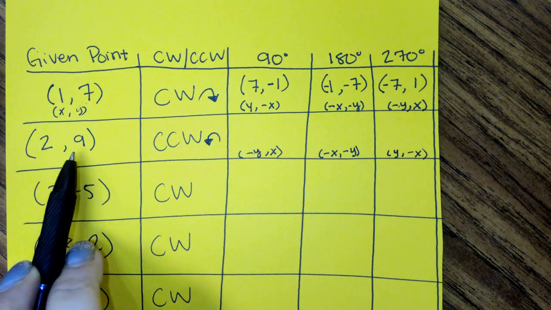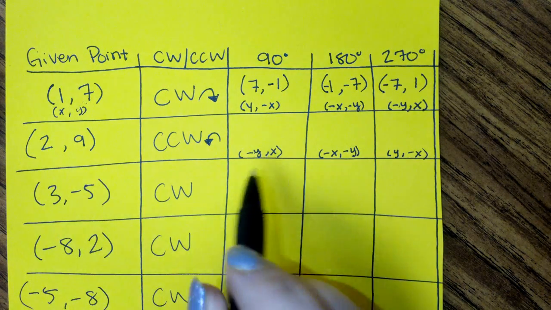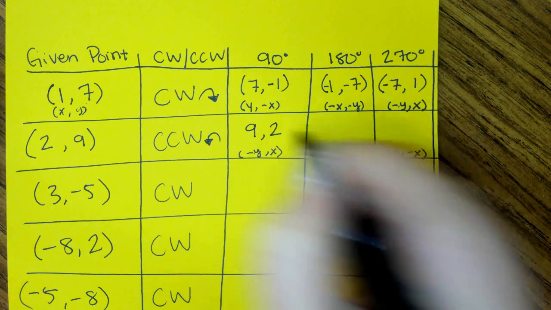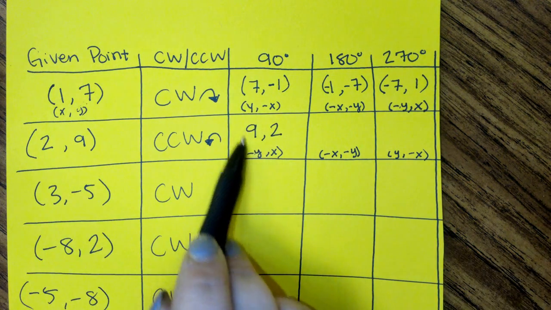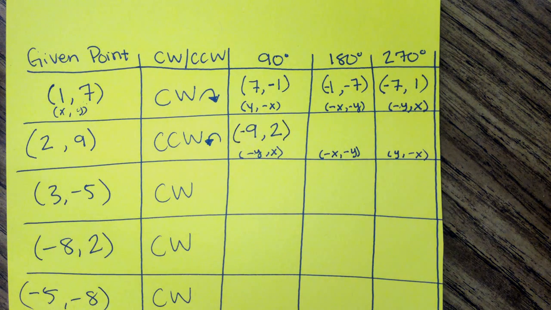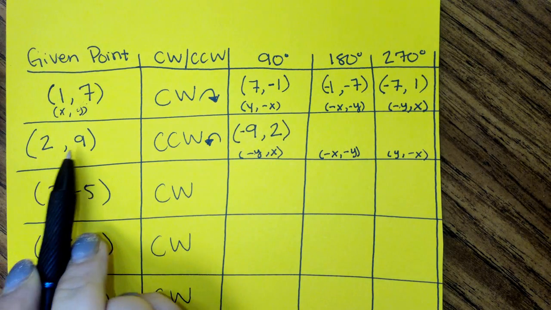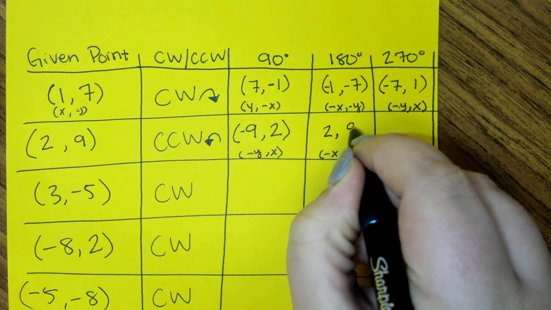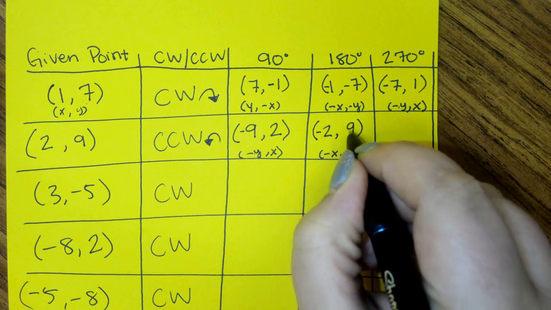Here I've got (2, 9). For a 90-degree rotation, I need to switch the order of the coordinates. So instead of 2, 9, we have 9, 2. And we make whatever is now in the first spot opposite. Now in the first spot we have a 9, so we make it opposite, negative 9. For 180 degrees, I need opposite x, opposite y, so my numbers should stay in the same order. My coordinates are in the same order, 2, 9. And I changed their signs, so instead of positives, these become negatives.